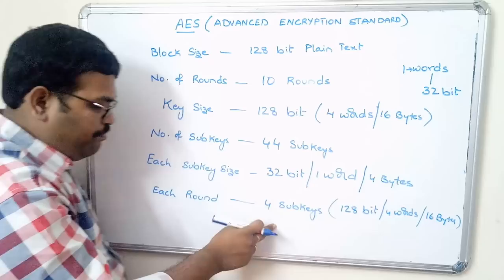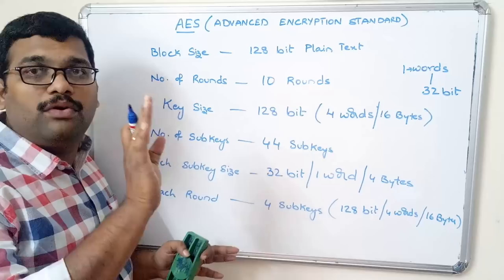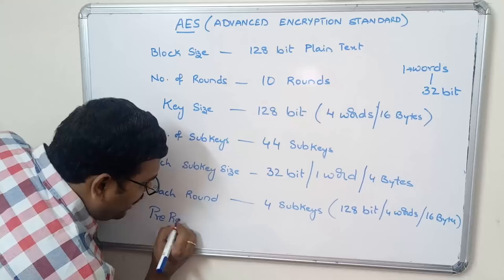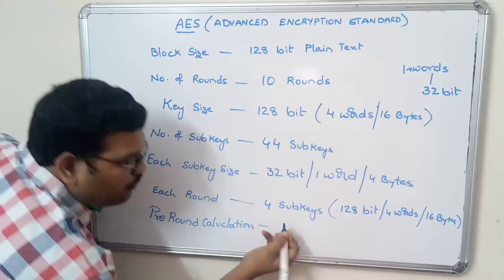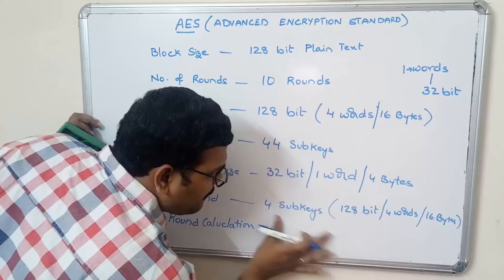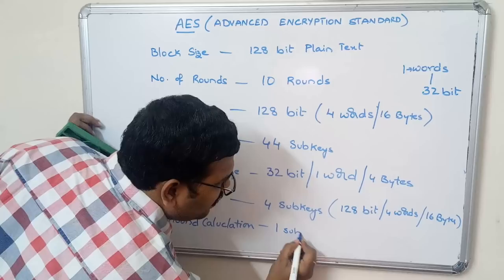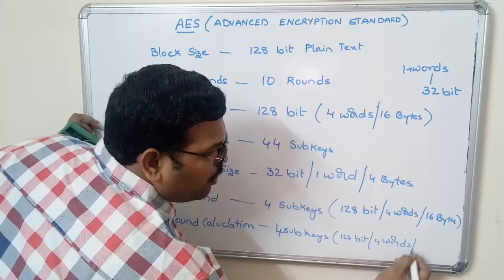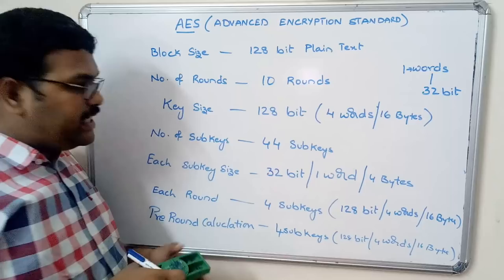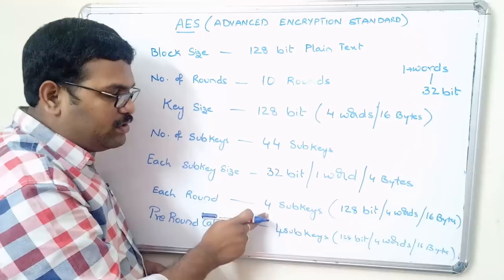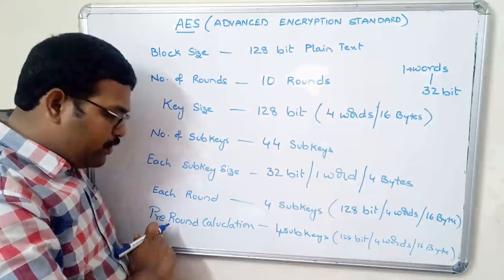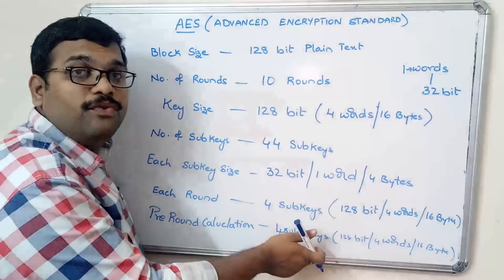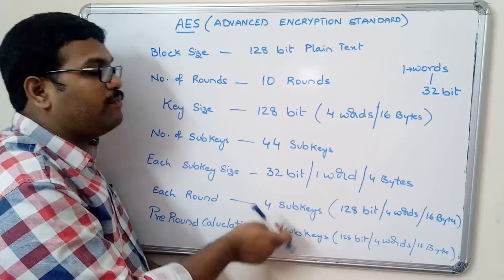Before starting the round function, we have to use 4 more words. That is the pre-round calculation. In the pre-round calculation, we will use 4 words, that means 4 subkeys will be used, which is 128-bit or 4 words or 16 bytes. So in each of the 10 rounds we use 4 subkeys, total 40 subkeys, and before starting the round function we apply these 4 subkeys. So in total 40 plus 4, 44 subkeys will be generated.